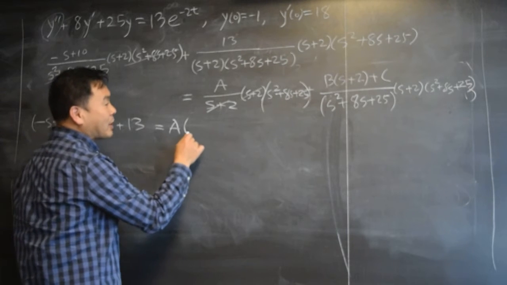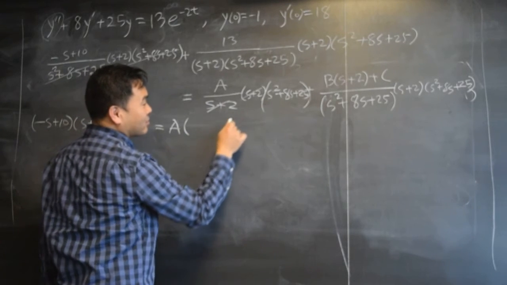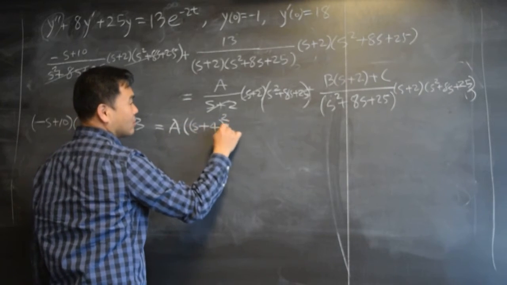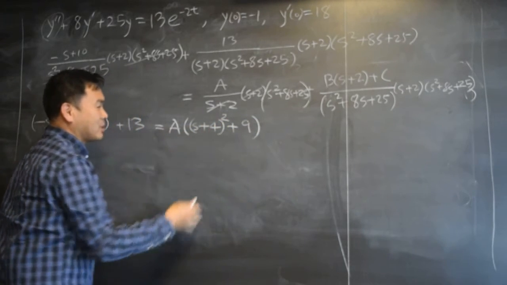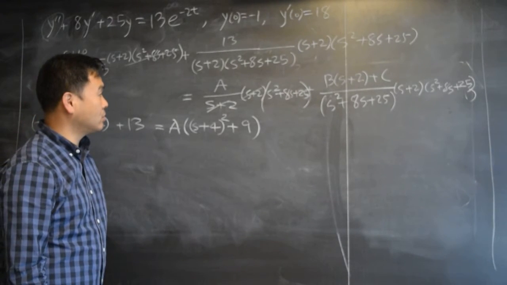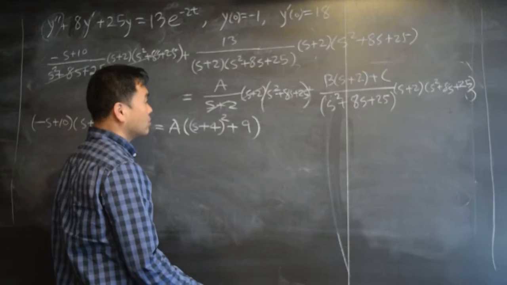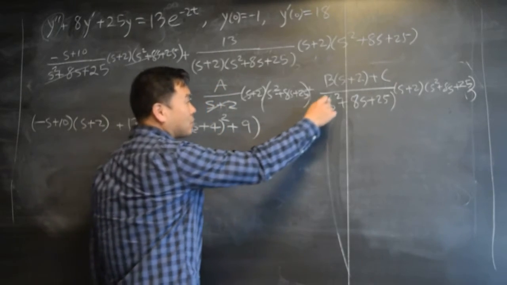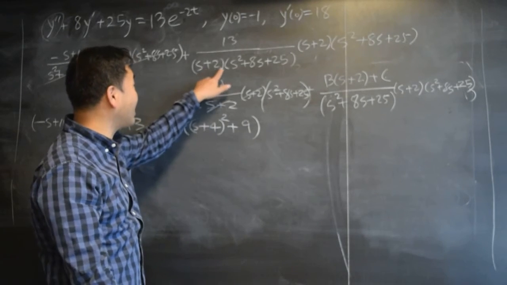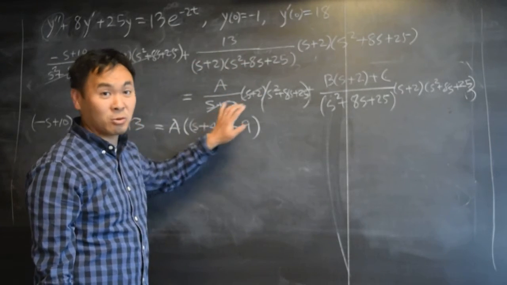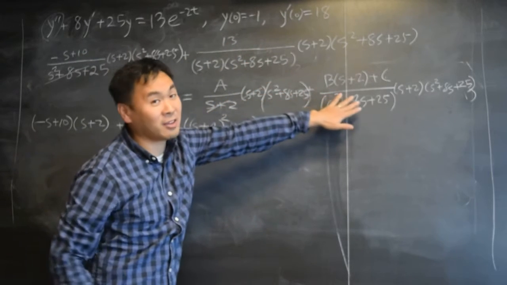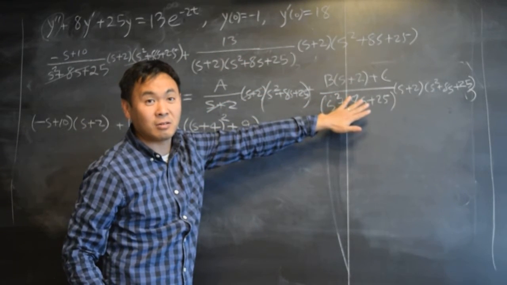By the way, even though I did this, please write it in this form, the completing the square form. You need A over s plus 2 and Bs plus C over this. You need both, because this side has this and that. You need both terms. How can you create this if you only had that?